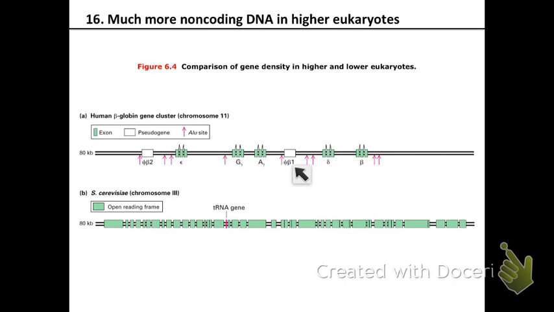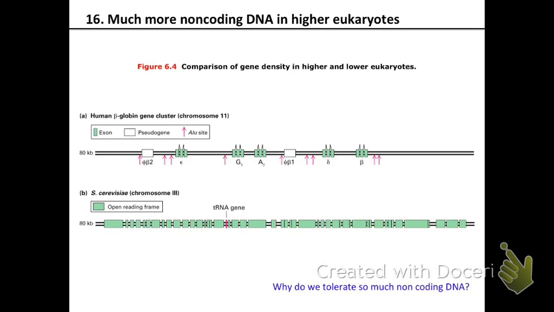So, for example, here's an 80 kilobase region in humans covering the beta-globin gene cluster. And here's the corresponding 80 kb region in Saccharomyces cerevisiae, that's yeast. Each of these green boxes is a gene in yeast, and in humans, the same region, which contains lots of genes in yeast, contains very few genes because it's interrupted with lots of non-coding DNA. And most of this non-coding DNA is repeats.